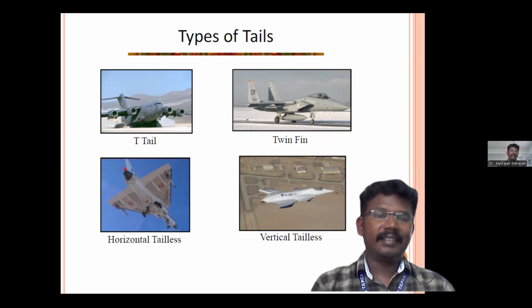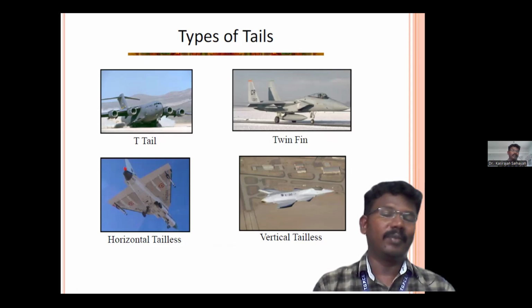Why it doesn't have the horizontal tail: you can see the wings, it's a delta wing. It covers a lot of area. By using those wings, we can operate the aircraft up and down, the pitching movement. Since it covers more area, we don't require the horizontal tails. We require only vertical tails for turning the aircraft left or right, the yawing movement.